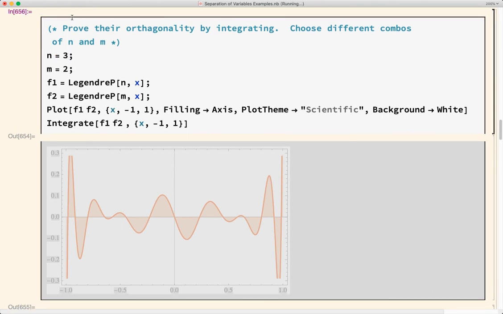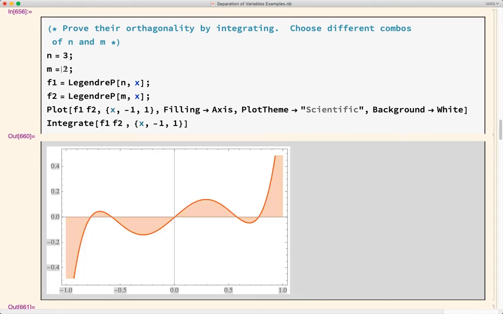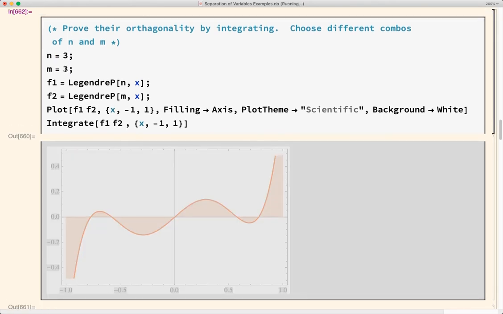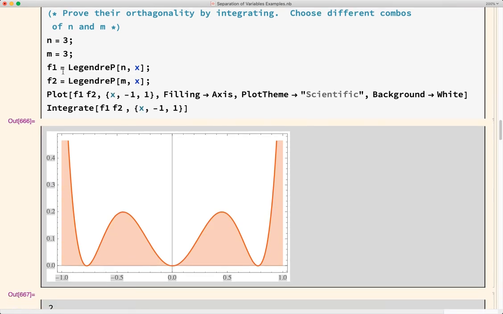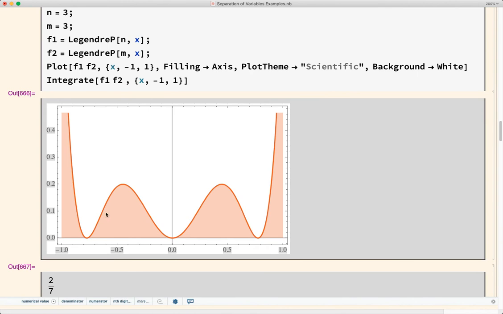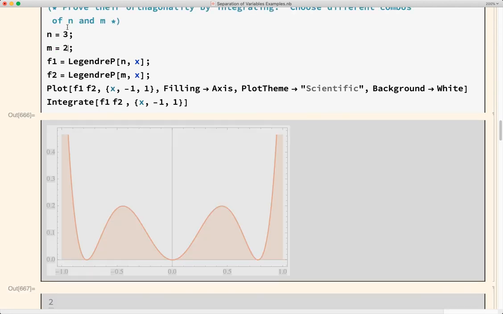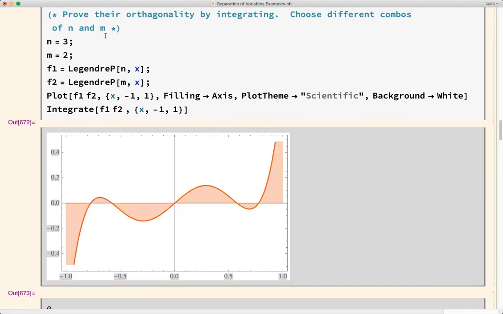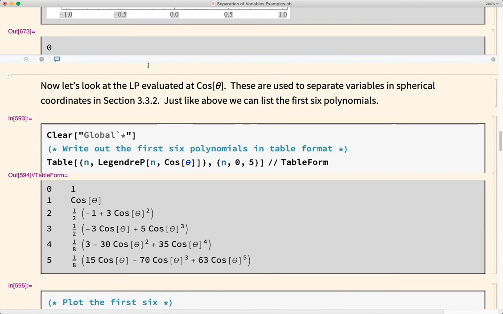Again, however, if I were to plot these functions for the same value where n is equal to m, in that case, I don't get something that would integrate to 0. I get something that integrates to something else. So in that way, it's a lot like our sine functions. They're just more complicated functions than just a sine function.